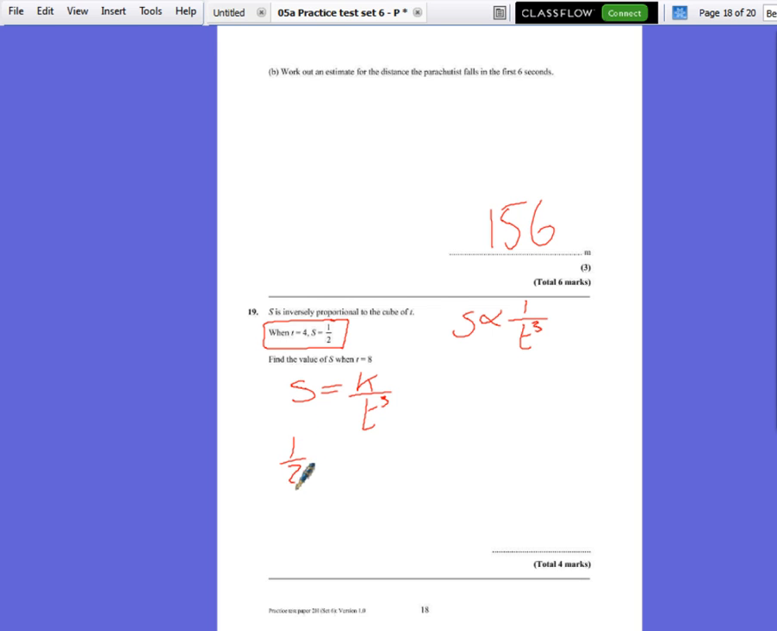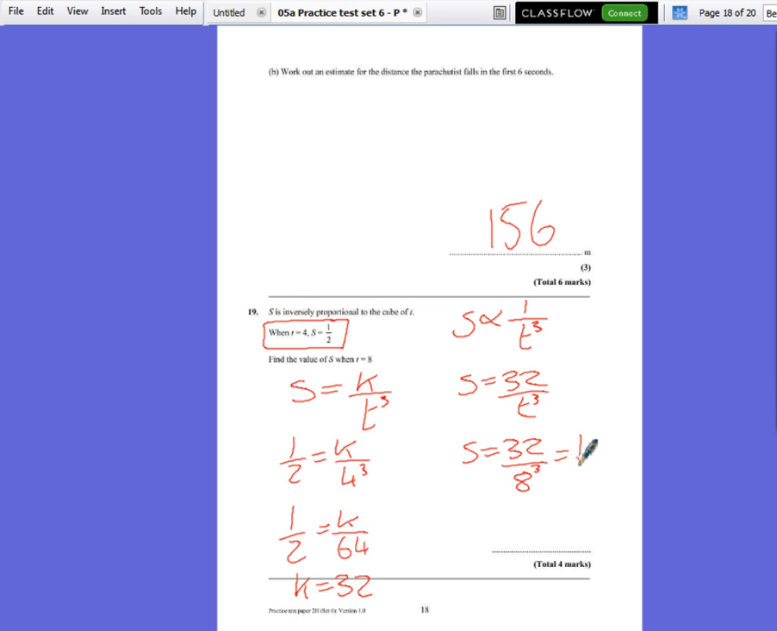So s is a half when t is 4, so 4 cubed. So a half would be equal to k over 64. If we multiply both sides by 64, we'd have 64 over 2, so k must be 32. So our formula is s equals 32 over t cubed. So to work out the value of s when t is 8, we need to do 32 divided by 8 cubed. And if you put that into a calculator, you'll get 1 over 16, or a 16th.